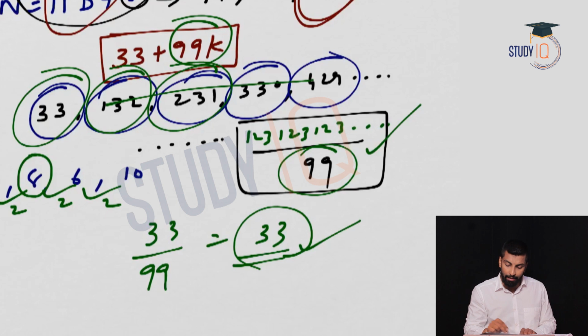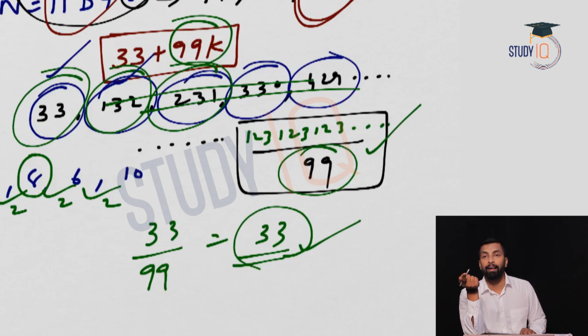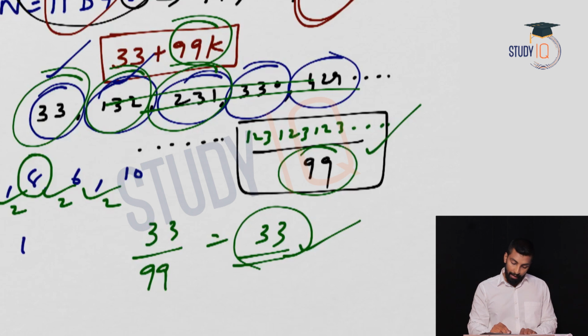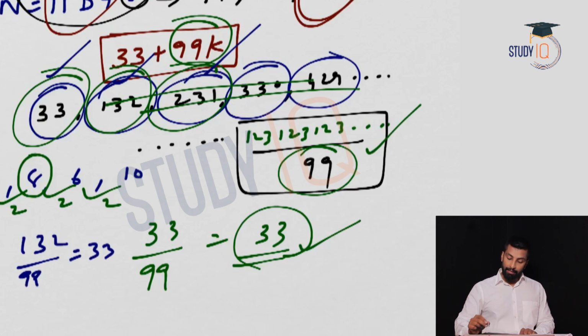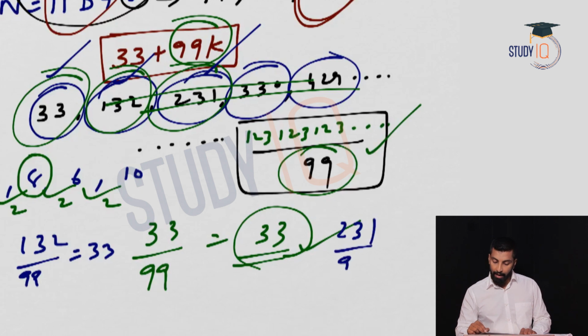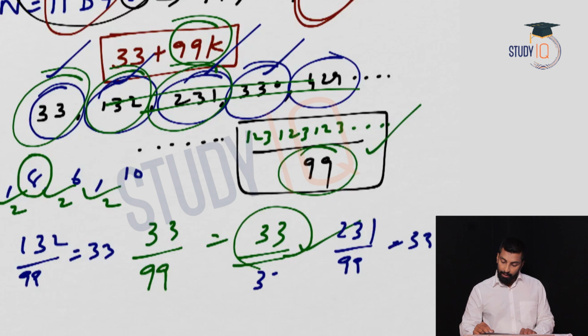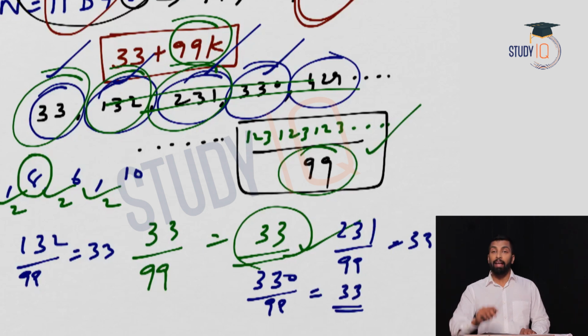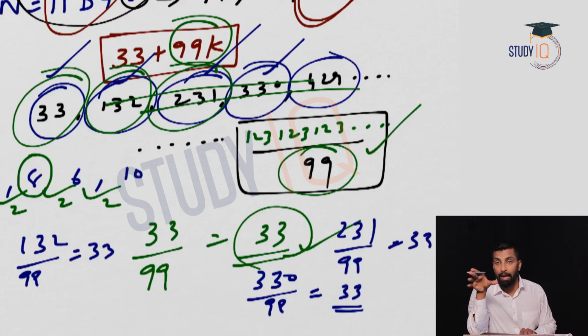The first term is your answer. You don't need to find these terms and all. This is not required. Basically what I need to tell you is the concept. So 33 by 99, 33 is the remainder. 132 by 99, 33 will be the remainder. Take the third term, 231 by 99, you get 33 as the remainder. Fourth term, 330 by 99, still you get 33 as the remainder. Any term in that AP you take, you get 33 as the remainder.